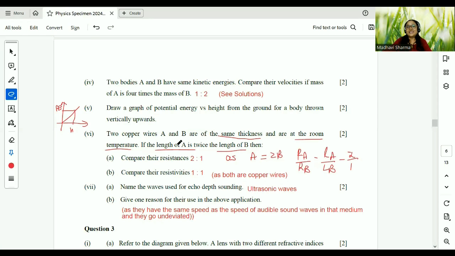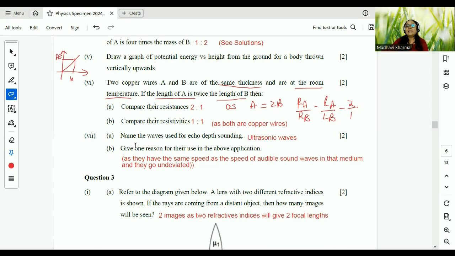Two copper wires A and B are of the same thickness and are at room temperature. If the length of A is twice the length of B, then compare their resistances. It's 2 is to 1. How? Because the length of A is twice that of B. Yes, the resistance of A to the resistance of B will be 2 is to 1. Their resistivities will be 1 is to 1, as both are copper wires.